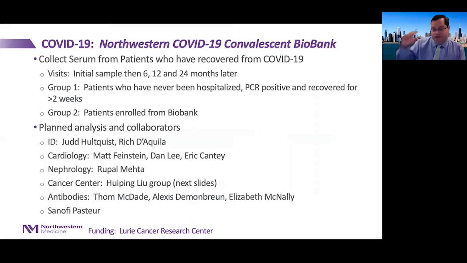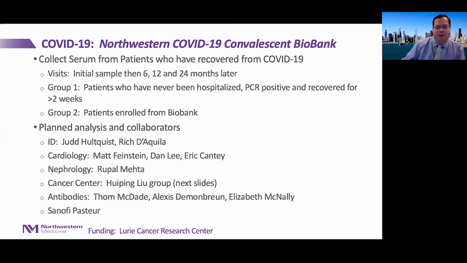The last resource that I'm leading is the Northwestern COVID-19 Convalescent Biobank. This is funded through the Lurie Cancer Center. I forgot to mention the prospective biobank was funded through a NUCATS grant.